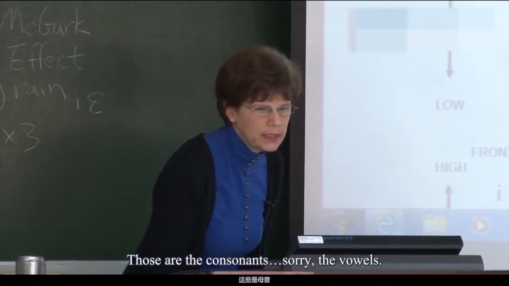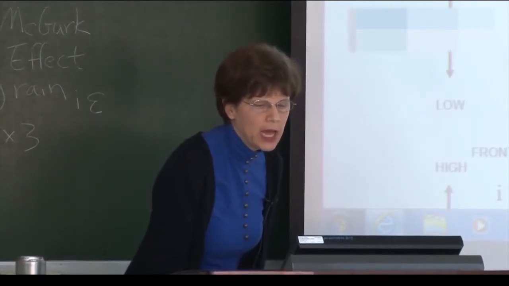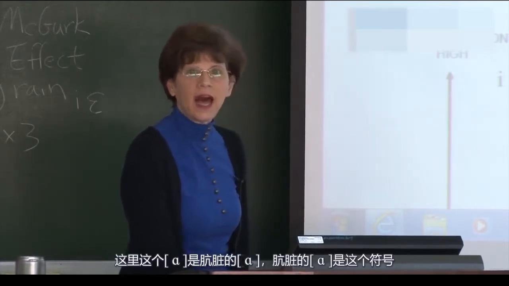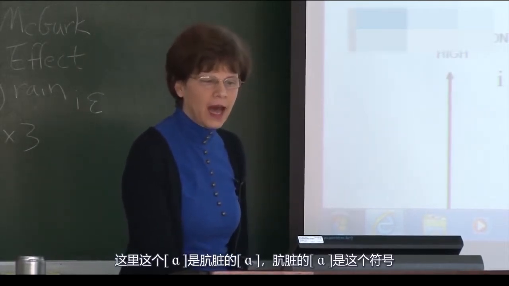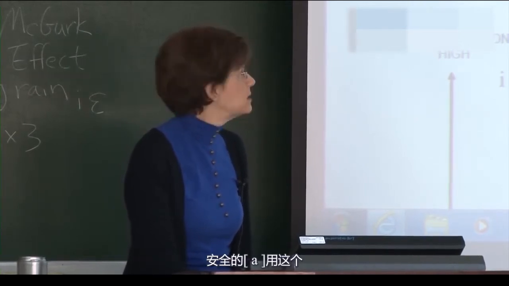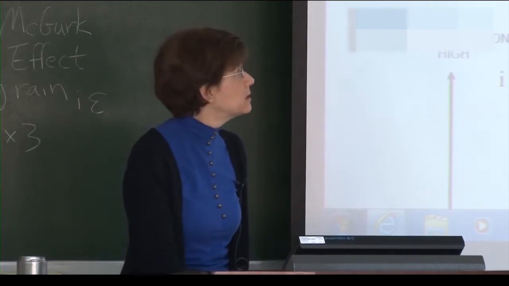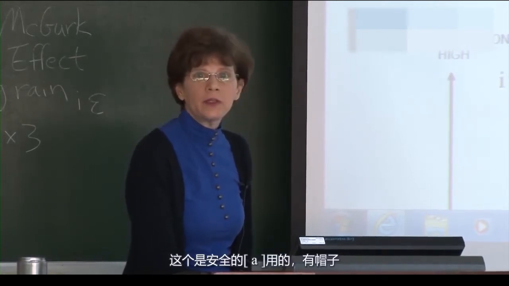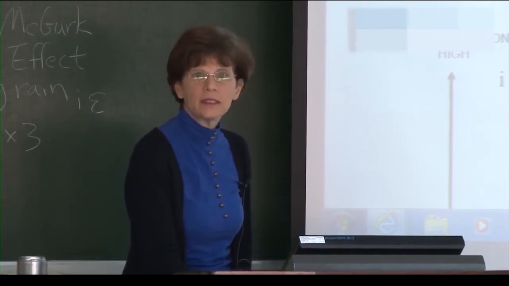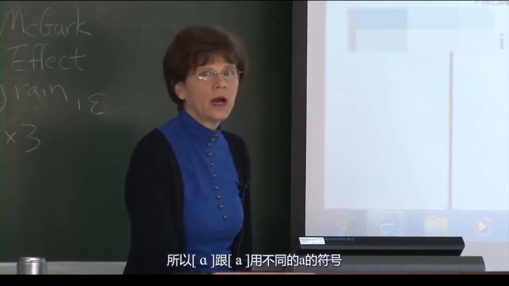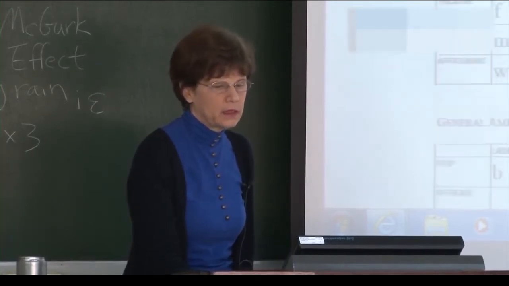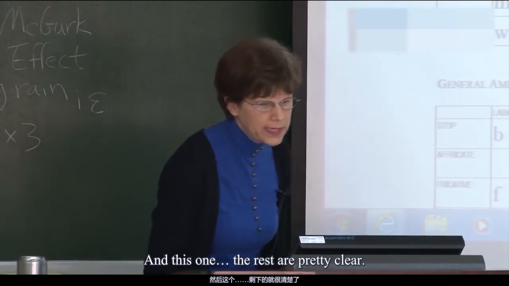Those are the consonants. So the vowels, we covered the vowels pretty much. 啊跟这个我先跟你们讲，这里这个啊是肮脏的啊，肮脏的啊会是这个符号，安全的啊用这个。Everybody can see what I'm doing here? 这个是安全的啊用的有帽子，肮脏的啊是用这个啊，所以啊跟啊用不同的 a 的符号。This is American. And this one, the rest are pretty clear.